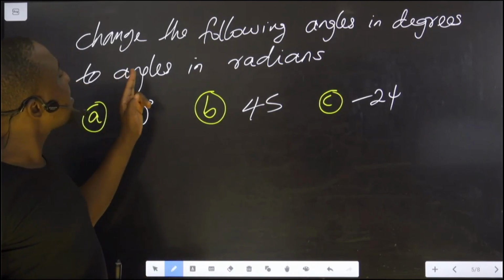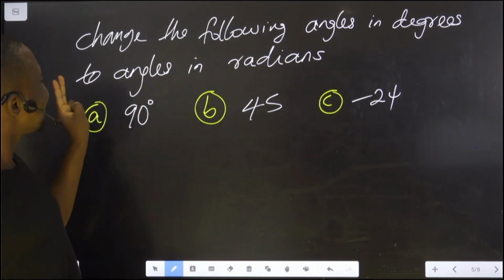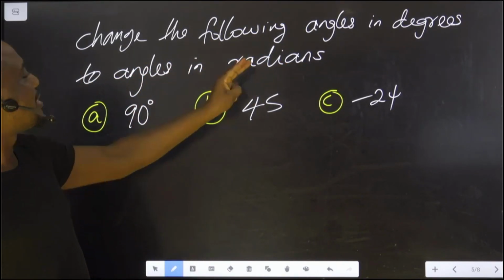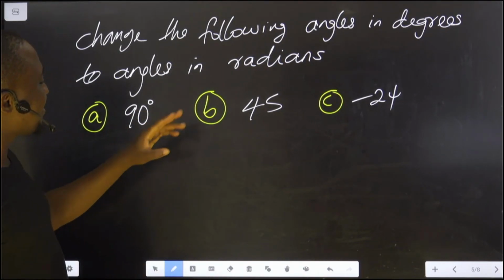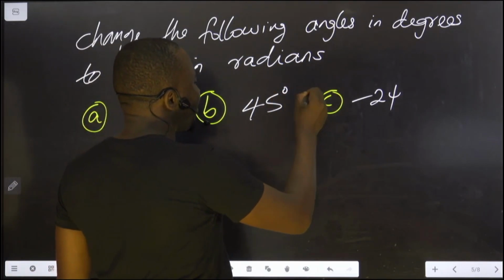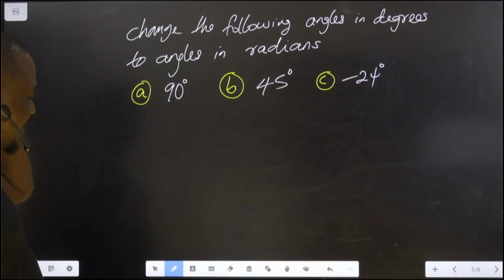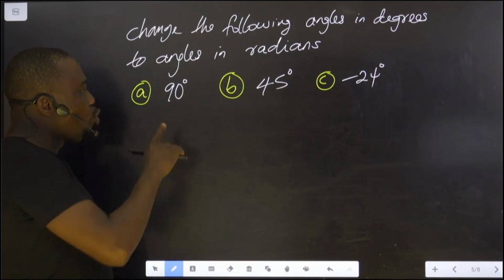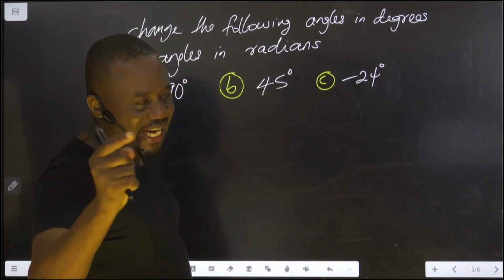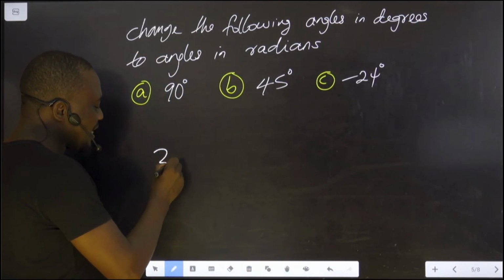So let's look at it. It says, change the following angles in degrees to angles in radians. A is 90 degree, B is 45 degree, and C is minus 24 degree. Okay, no problem. The first thing I want you to do is this. We are moving from degree to radian.